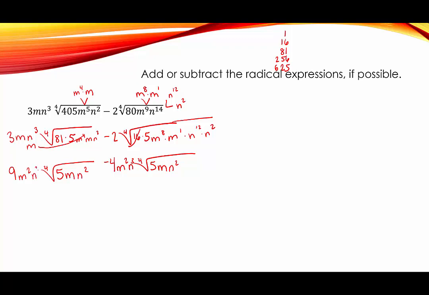We'll bring down that n cubed that was already part of the coefficient. We do have the matching variables in front, the matching indices, and the matching radicands. We're ready to combine. I have 9, I'm taking away 4. That leaves me with 5 m squared n cubed times the 4th root of 5mn squared.